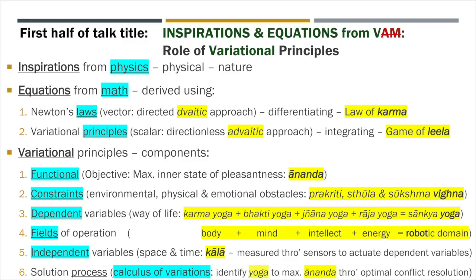In this slide, I'll cover just the V part of the VAM, that is the variational aspect of VAM, to see what is the role of variational principles in mechanics in general, and in the mechanics of student life in particular. So first of all, talking about the first word, inspirations. Inspirations always come from physics, whereas equations, the second word, comes from mathematics.